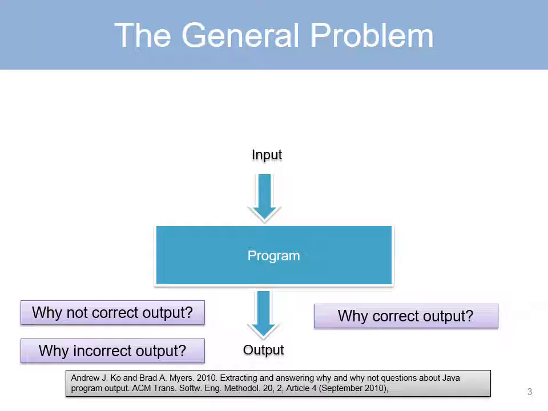So the terms why and why not were introduced in a lexicon by Andrew Ko and Brad Myers. And the general problem is that given some input, when we don't see the correct output, we'd like to know why it didn't appear. And when we see some incorrect output, we'd like to know the cause for it. And if you're trying to understand a program that we wrote a long time ago or that we did not write, we'd like to also know why the output is correct at a detailed level.